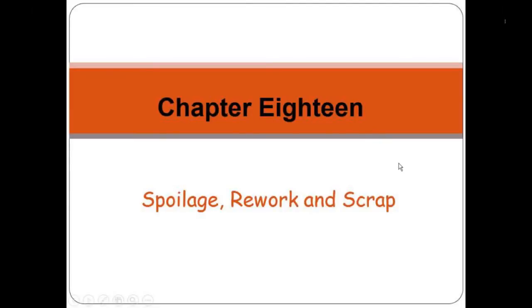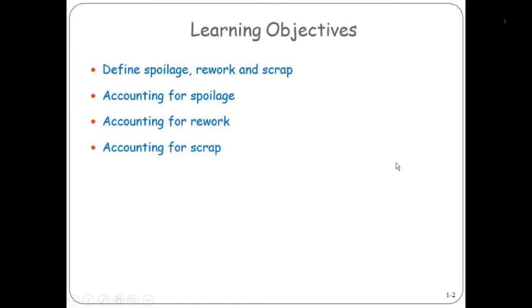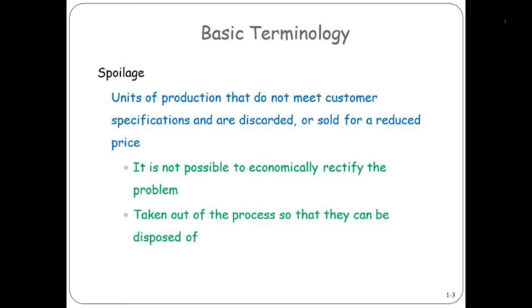Spoilage, rework, and scrap. We'll define them. We're not going to do the accounting stuff. Spoilage. So you produce your goods and they're not up to specification. You can't fix them, so you have to either get rid of them or throw them out or sell them for some significantly reduced price. That's what spoilage is. So it's not worth trying to fix, and you have to dispose of them.